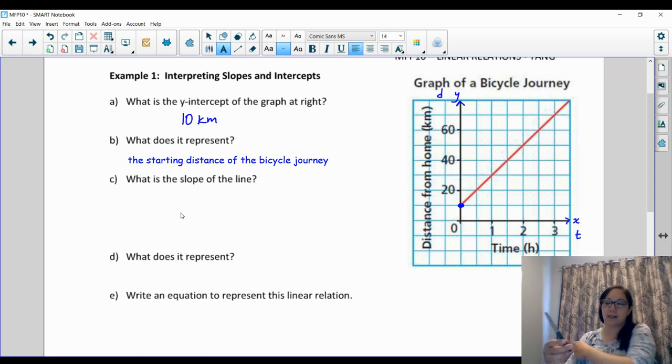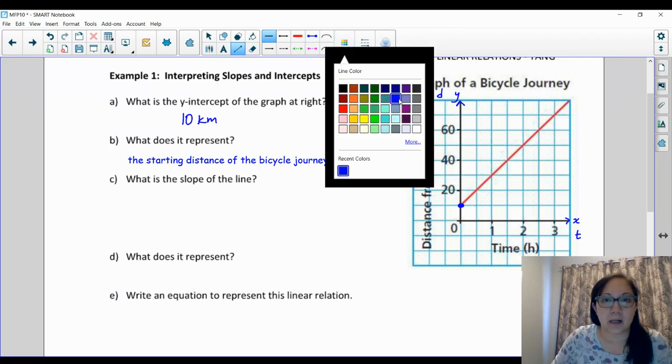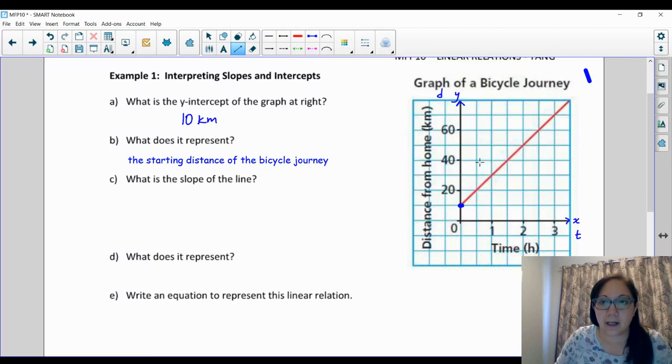So what's the slope of this line? Now, we want to figure out the rise over the run. And so I always recommend that you draw a triangle on your graph to help you. And so I'm going to draw in blue. I'm going to make the line a little bit thicker so we can really see it. Great. And I'm going to start somewhere where it's easy to draw a triangle from and end somewhere where it's easy. So I've now drawn a rise and a run.